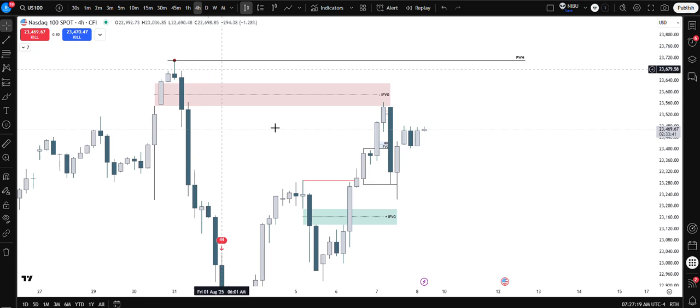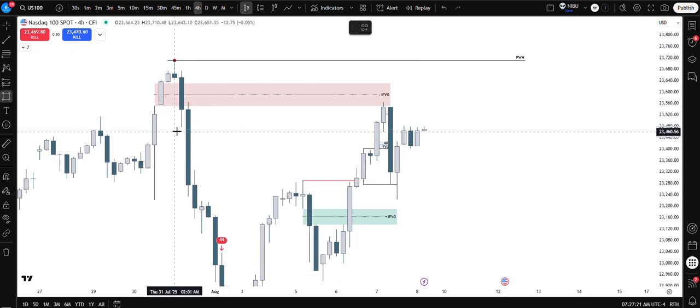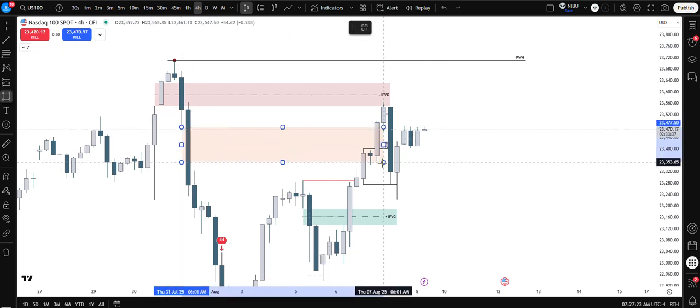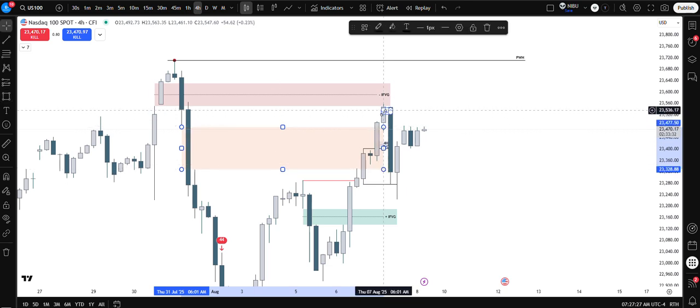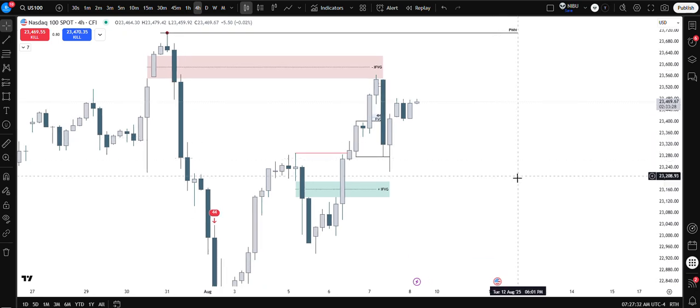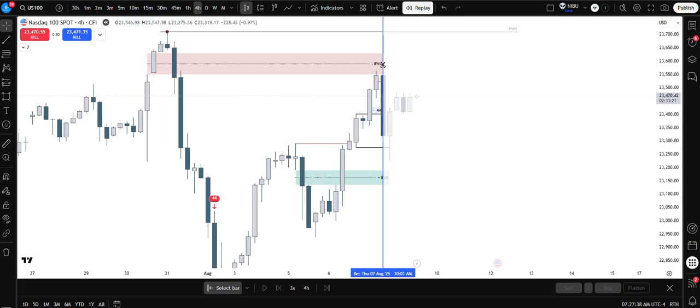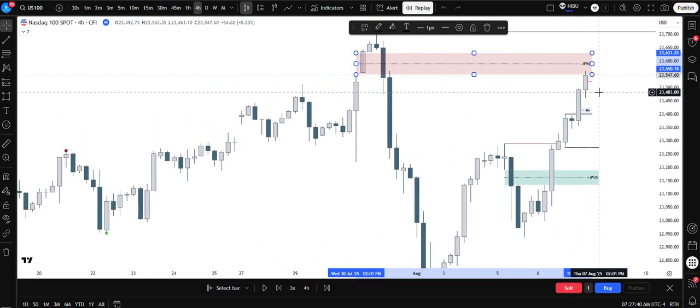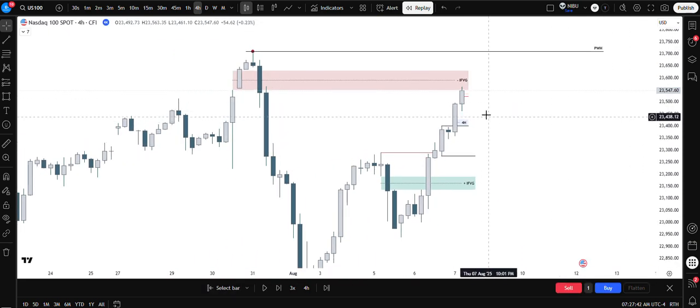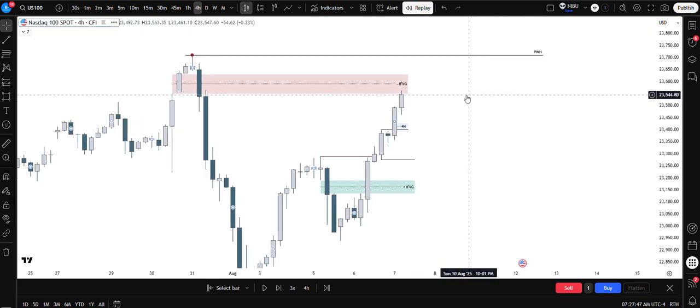And we had a 4 hour FVG here. It's already disrespected during this move, so we can remove that. And you can see price was here during NY open. So you can see price tapped here.